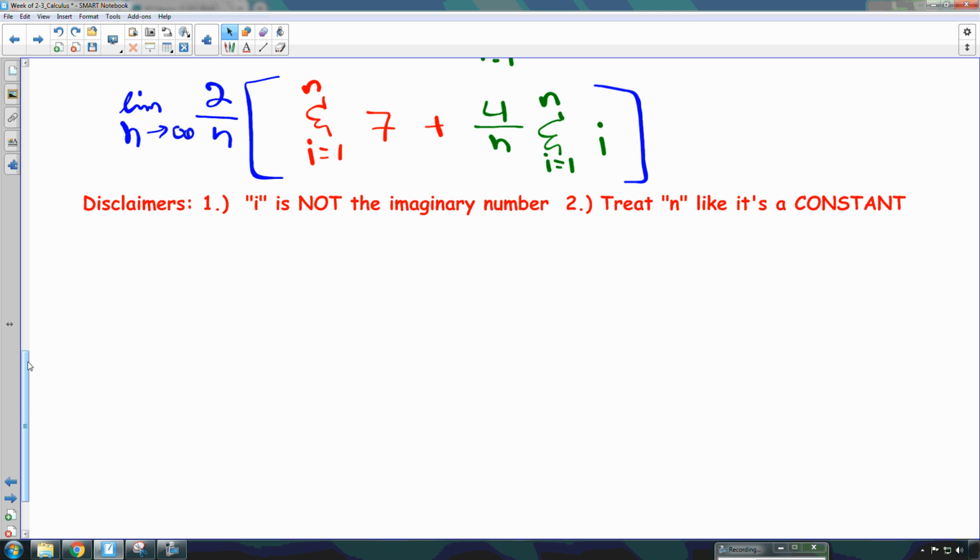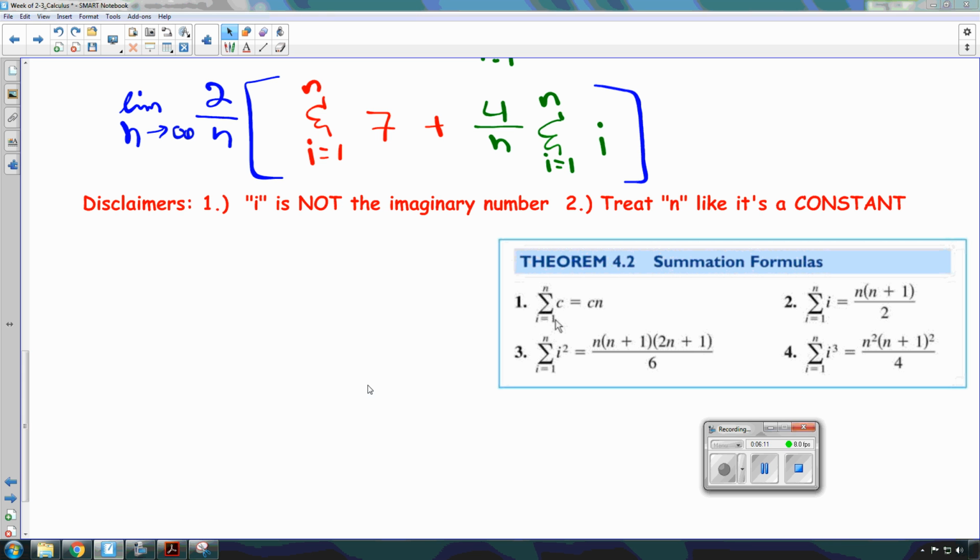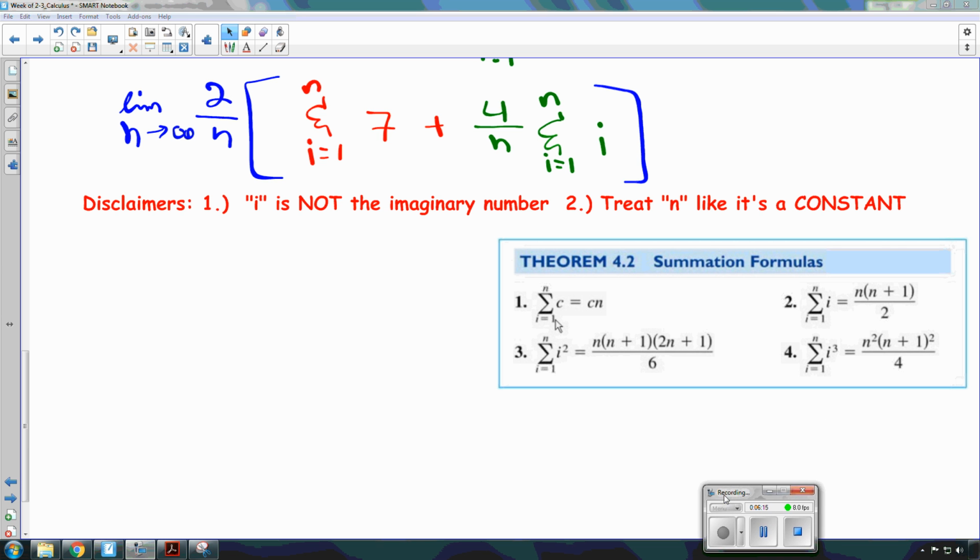So now I just need to use the summation formulas from the book. Let me just pause the video and grab those for you. They should be in your textbook. Okay, so hopefully these formulas look familiar to you. They're in your textbook if you're using the textbook that we're using, I believe around page 291 for you.